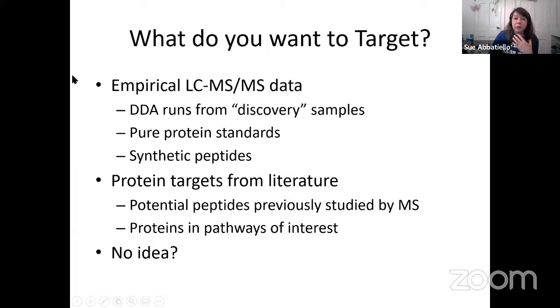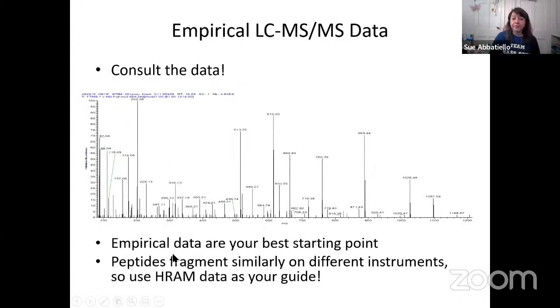Okay, so this goes through some questions of what you want to target. Do you want to go through and have empirical LC-MS data first? Do you start with pure protein standards? Do you synthesize peptides? Are you getting your protein targets from the literature? And then how is that literature data produced? Do you have access to it? Can you look at it and see how this will influence your experimental design? So it's always good to consult data if there is any, particularly if you can't generate your own right away.